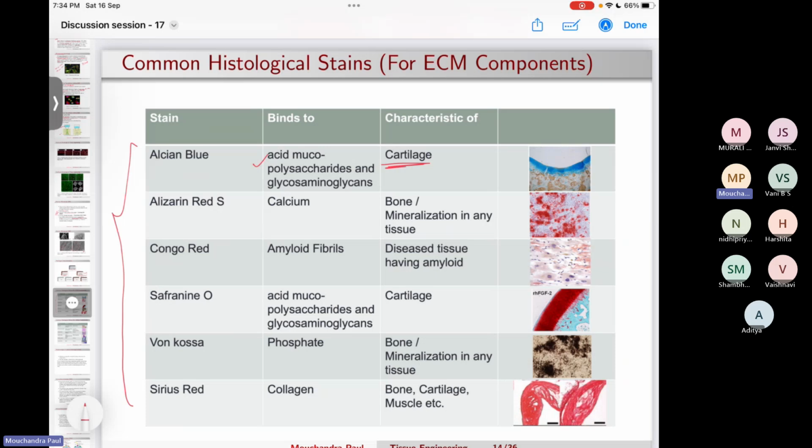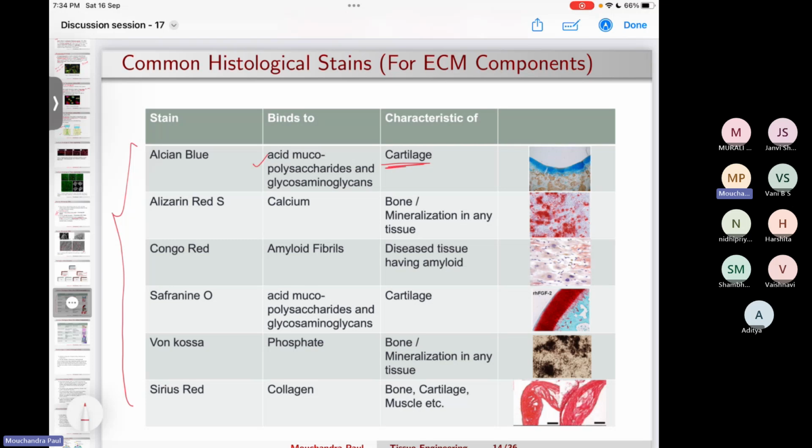And the image looks something like this, the blue color. Then there is alizarin red S. It is used to mark the calcium. So in bone, a lot of calcium is there in the form of hydroxyapatite. Okay, so you can see this calcium deposition on the bone, and these red color spots are due to the alizarin red S. Then there is Congo red for amyloid fibers.